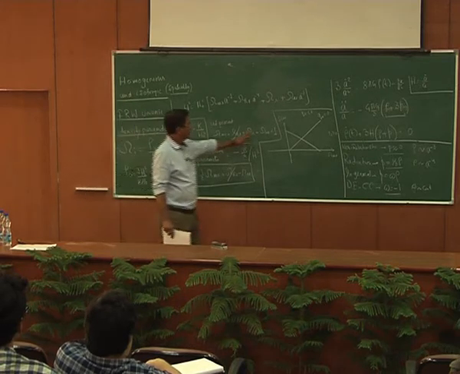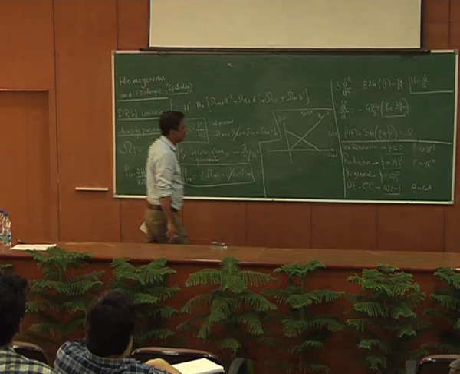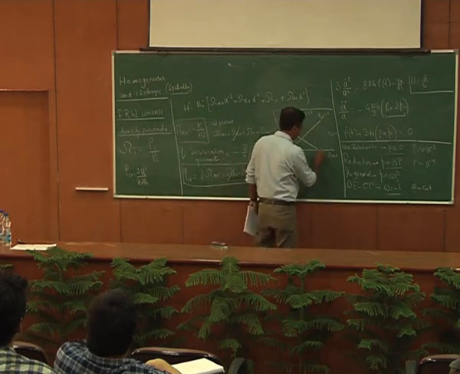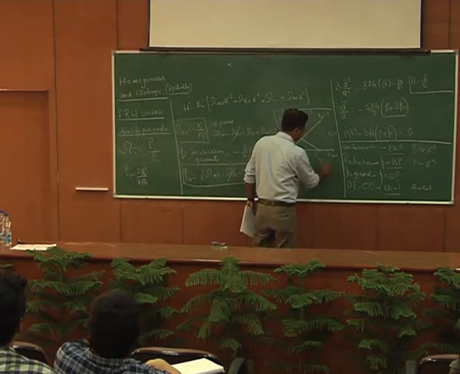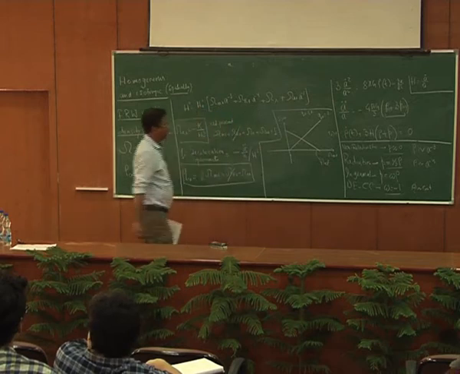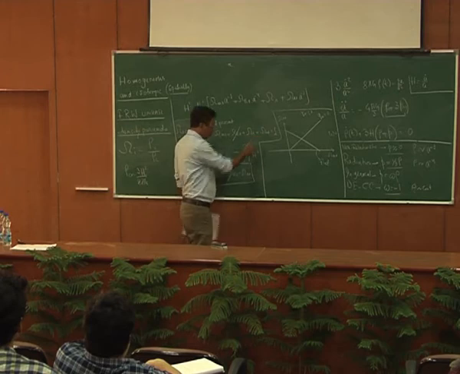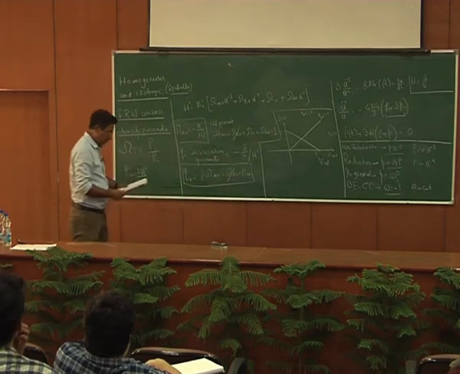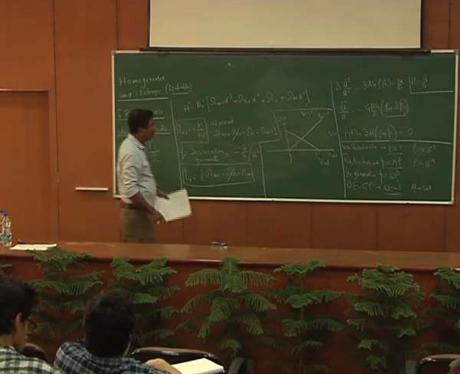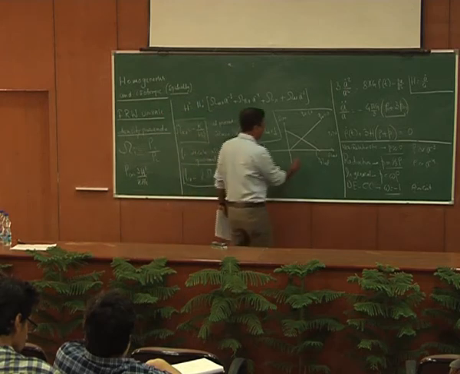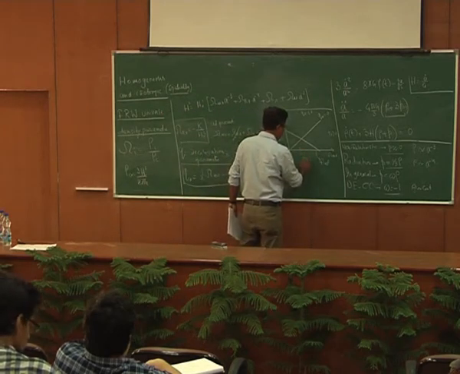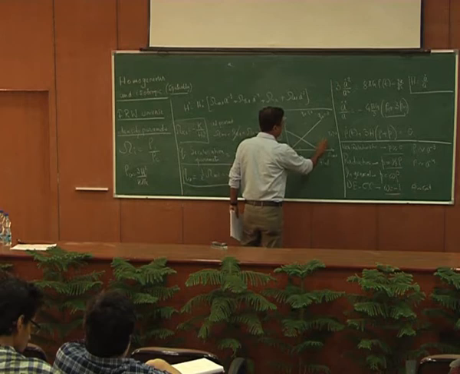So if this is your flat line, then on the side where omega k naught is positive, this side will be an open universe, and this side will be a closed universe. Okay.